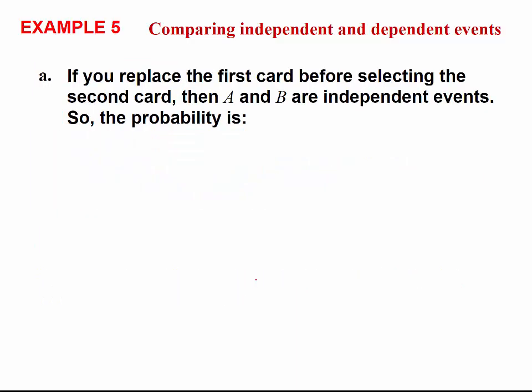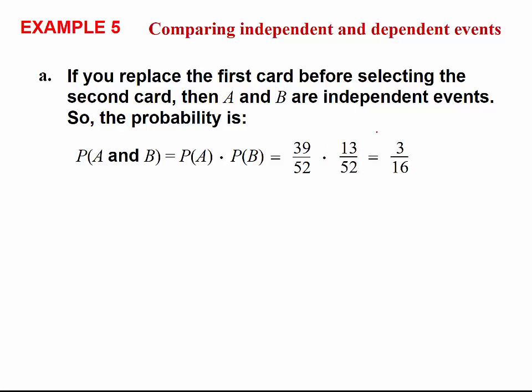If you replace the first card after selecting, then A and B are independent events. So the probability of A is 39 over 52. And then the probability of B is 13 out of 52. We're going to multiply those together, and we get 3 over 16.